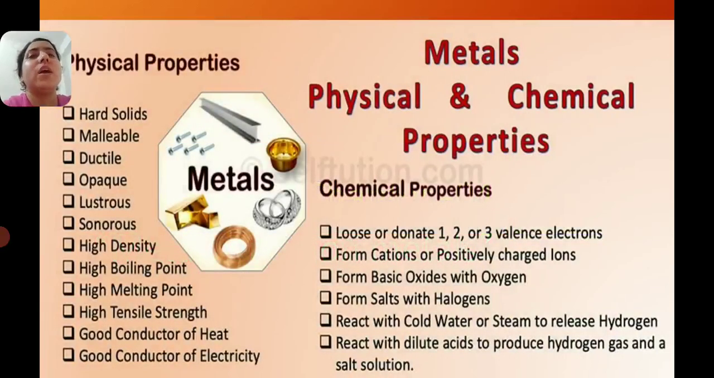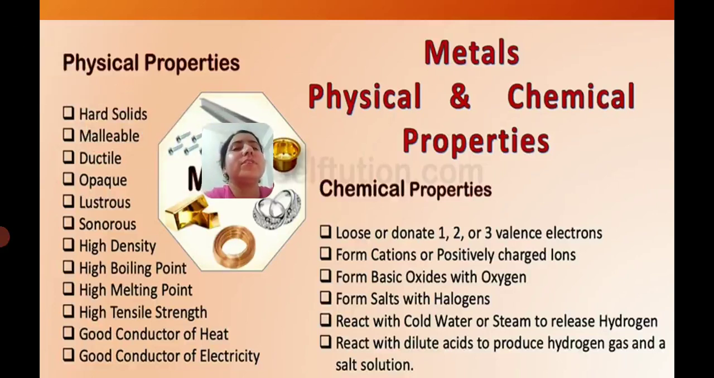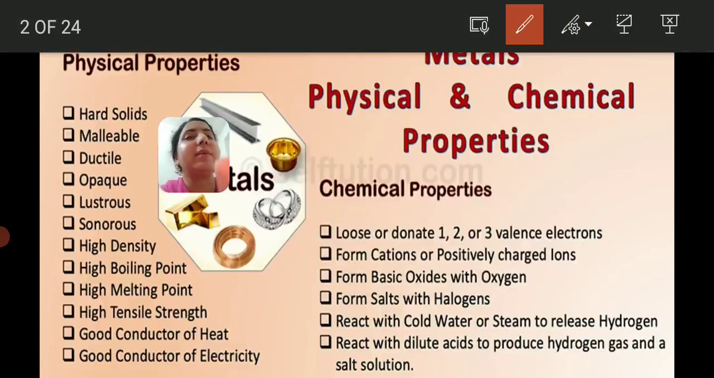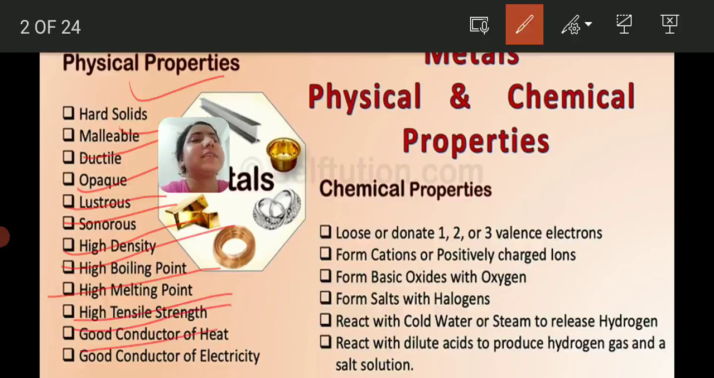Let's begin now. So, dear students, in the previous video, we have already discussed physical properties of metals. We have already seen that metals are hard solids, they are malleable, ductile, opaque, lustrous, sonorous, with high density, high boiling point, high melting point, high tensile strength, good conductor of heat and good conductor of electricity.